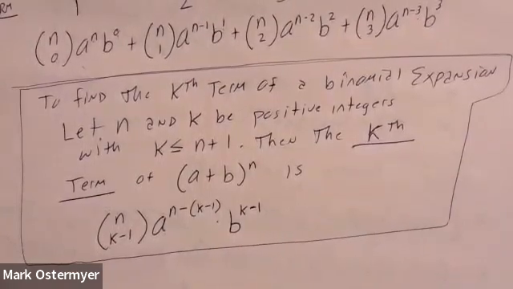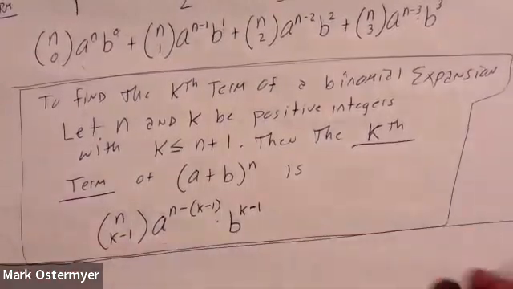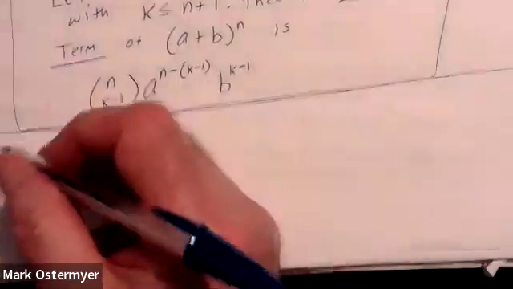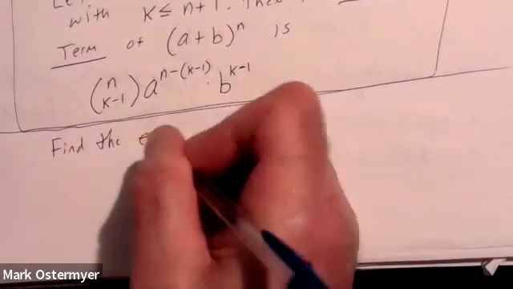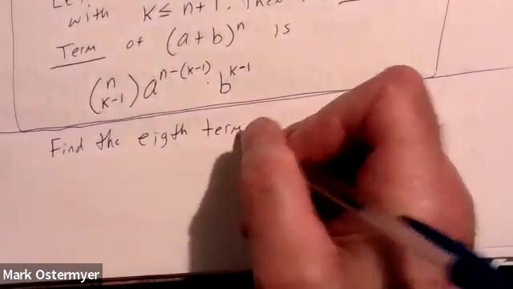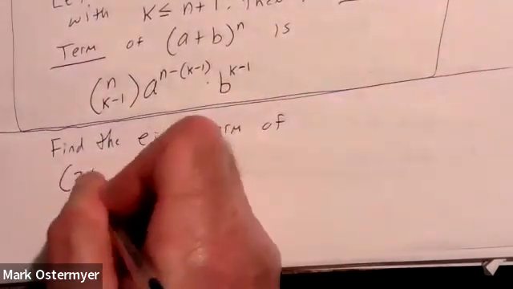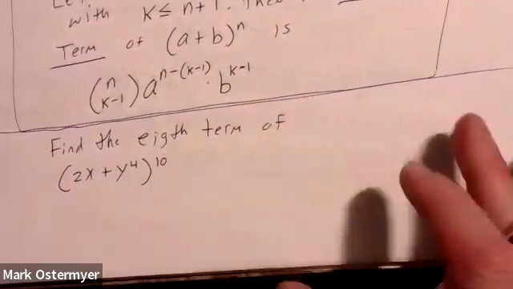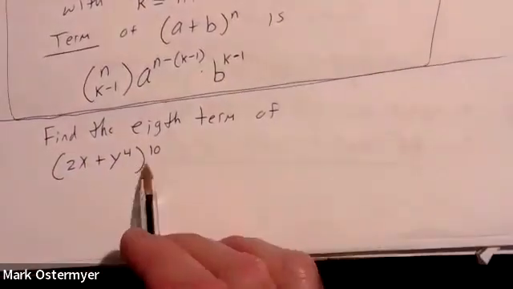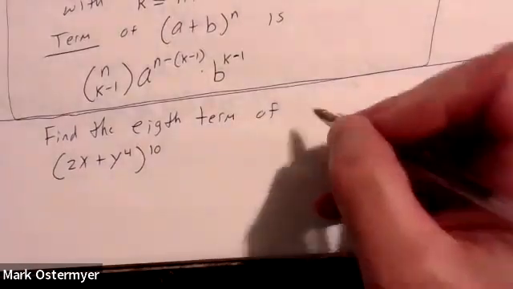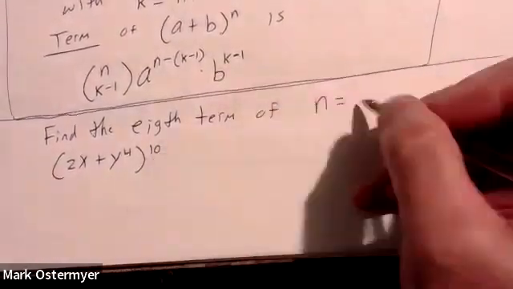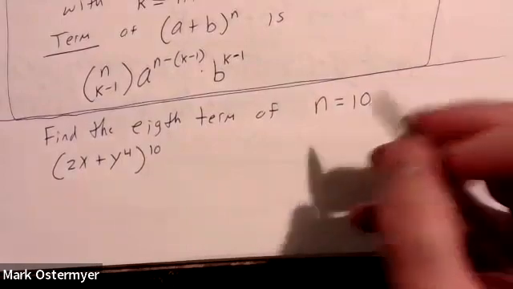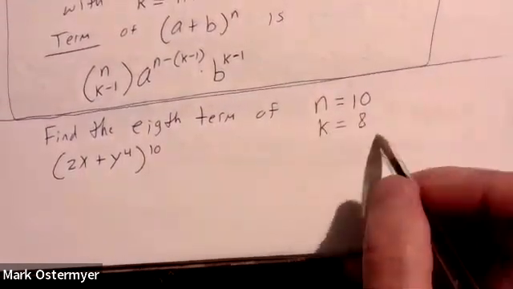See if we can put that to work here to do problems that you'll be confronted with. Suppose I want to find the eighth term of the binomial expansion (2x plus y to the 4th) raised to the 10th power. I want to find just the 8th term of this expansion. I don't want the whole expansion. Well, first of all, we need to understand that n is the power the binomial is raised to. N is 10. K is 8 because we want to find the 8th term.